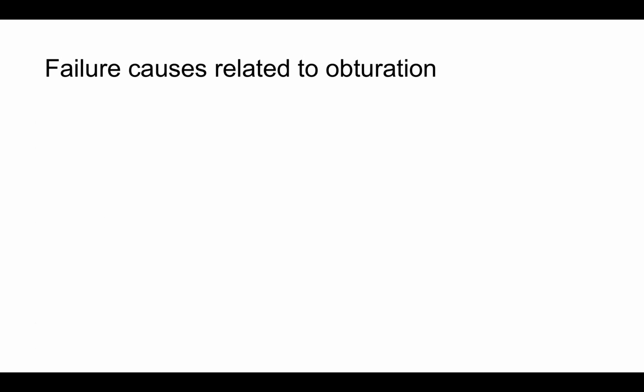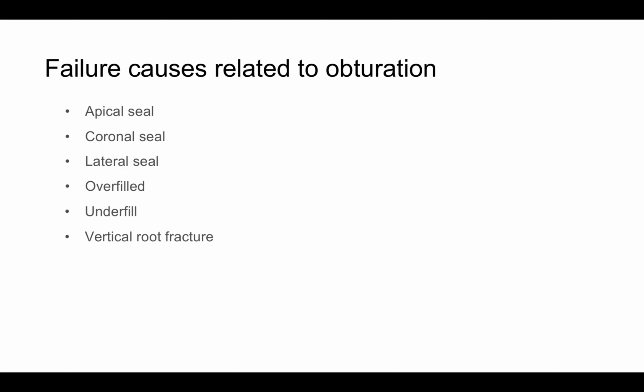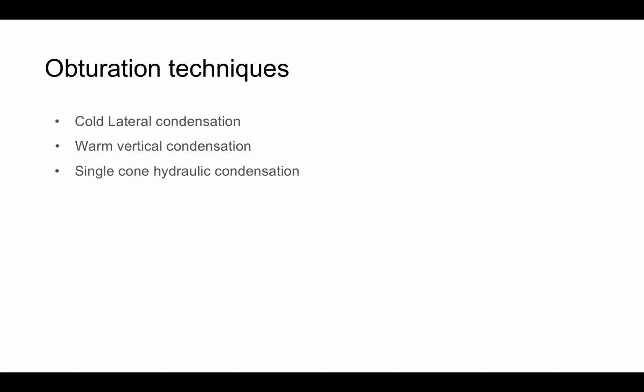So the most common causes of failures related to obturations are apical seal, coronal seal, lateral seal, either the canal is overfilled or underfilled, and of course the vertical root fracture that can sometimes be caused by some types of techniques of obturation, such as cold lateral condensation. And finally, let's talk about these techniques. The main techniques we will be talking about today are the cold lateral condensation, the warm vertical condensation, and the single cone hydraulic condensation.